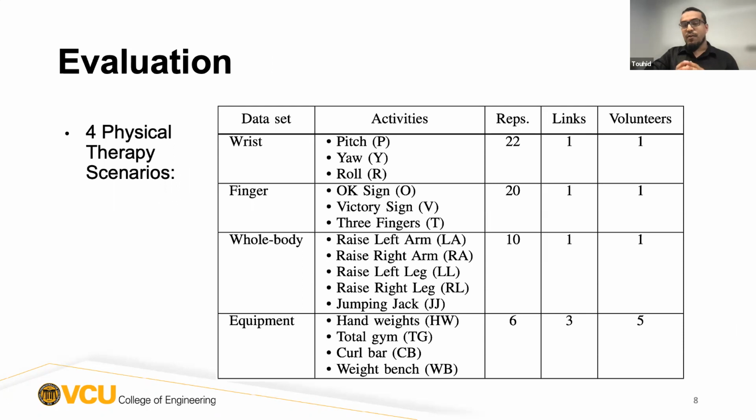One is for physical therapy on wrists and fingers. We have classified 3 actions by 1 volunteer in each group with 1 single pair of transmitter-receiver. Movements of 2 hands and 2 legs were jointly studied with jumping jack action for a whole body movement classification. Lastly, we have studied 4 equipment-based exercises using 3 pairs of TX-RX and 5 volunteers.